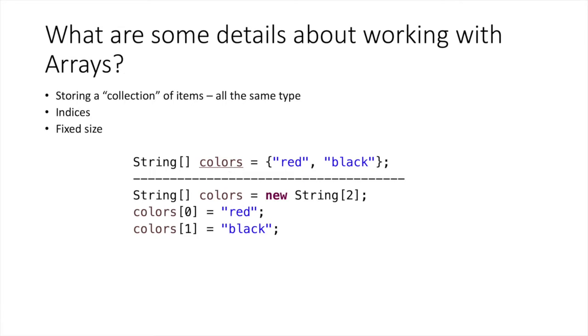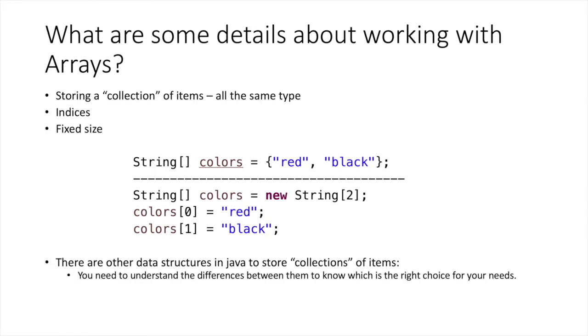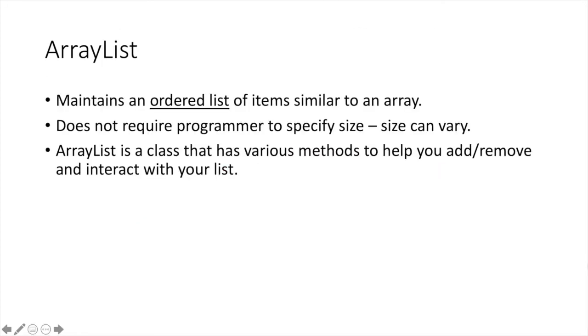So it's important to note that once you're comfortable with arrays, you can start branching out into other collection types. There are other data structures in Java that help us store a collection of items. ArrayLists, which we'll talk about in this video, is one of those. So just an overview of an array list. An array list is also going to maintain an ordered list of items. So once I put items in my collection, they're going to stay in that order, similar to arrays.